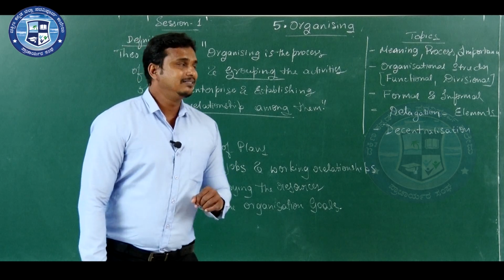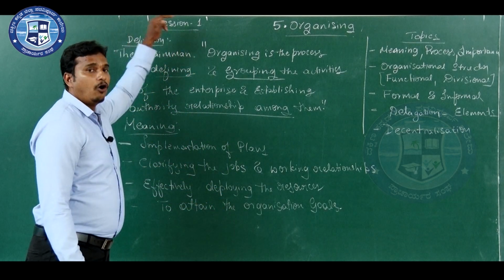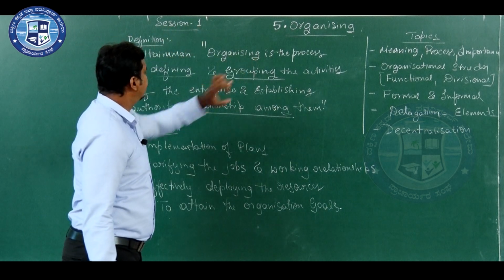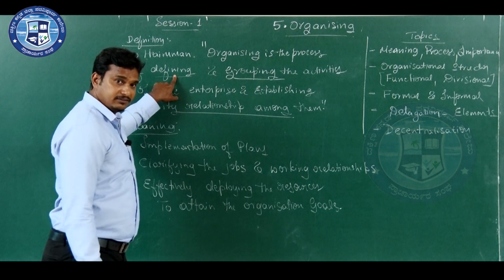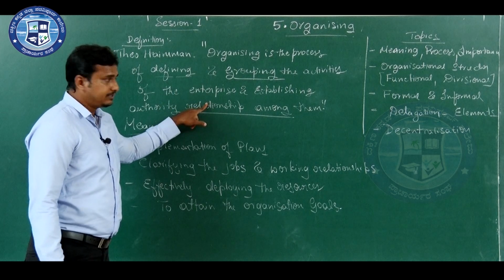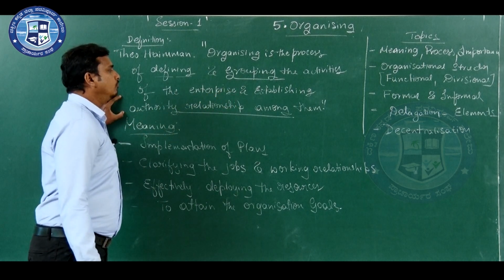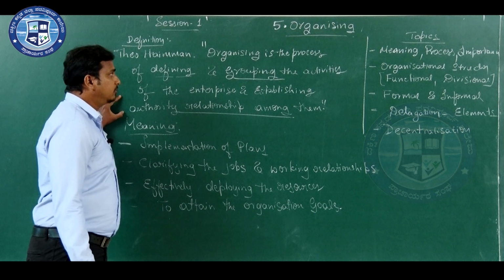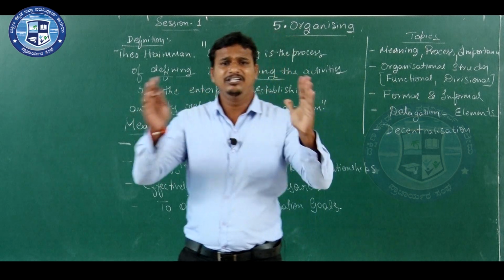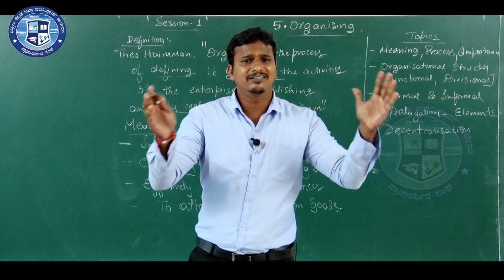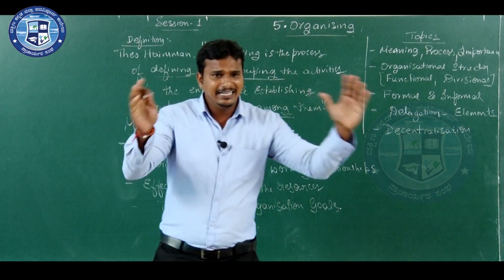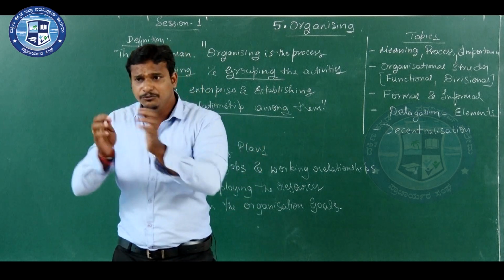Now, let us discuss the definition of organizing. According to Theo Haimann, organizing is the process of defining and grouping the activities of the enterprise and establishing authority relationship among them. So, defining means what are the various types of activities or what are the various types of work there are in the organization, and after finding out, all the work has to be grouped together.